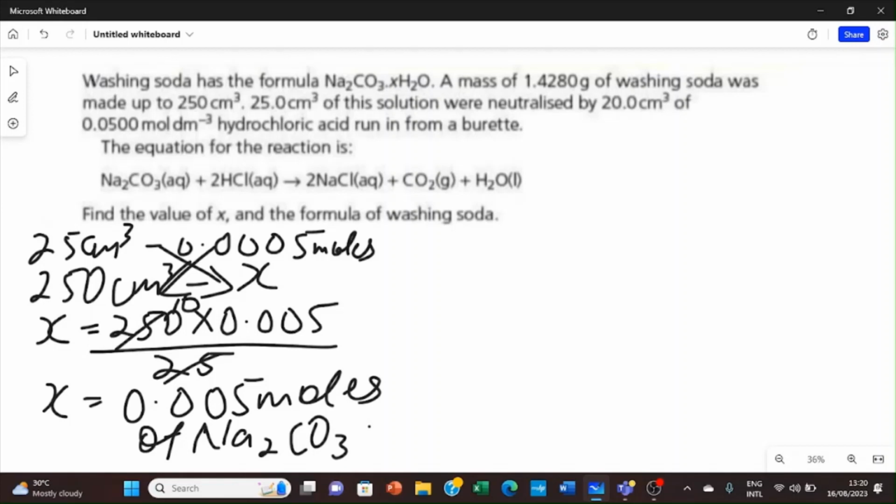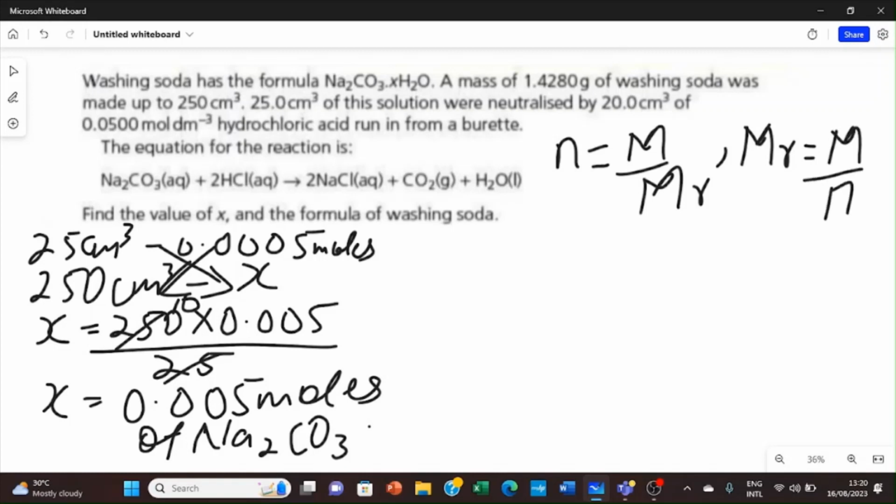So the value of x is the number of moles of the water of crystallization. So what we have to do is calculate the molar mass. Remember the formula: number of moles is equal to mass over molar mass. Therefore, molar mass will be equal to mass divided by the number of moles.